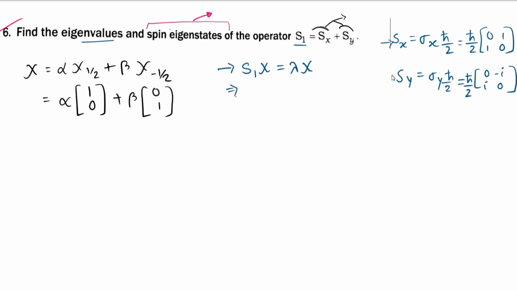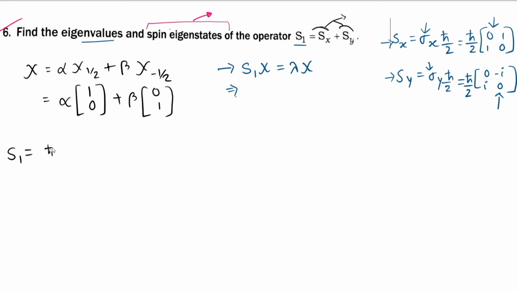If we do this, Sx and Sy can be represented as h cut over 2 multiplied with this. This is sigma x, or we call them the Pauli spin matrices, this and this. So the value of sigma x is this matrix, and sigma y is this. These are the values of Sx and Sy. So simply you can understand what the value of S1 is. S1 is nothing but Sx plus Sy.